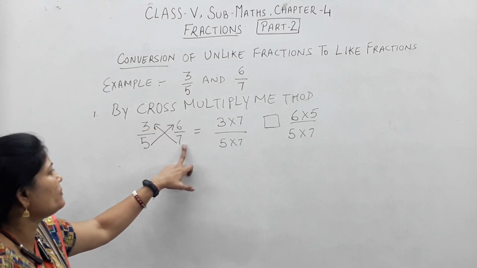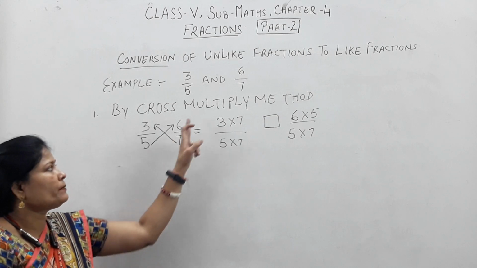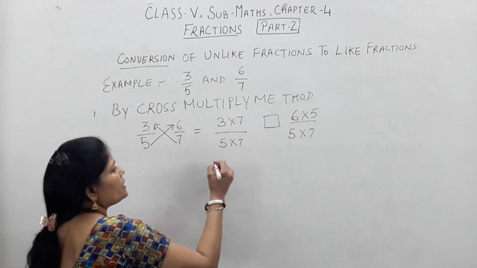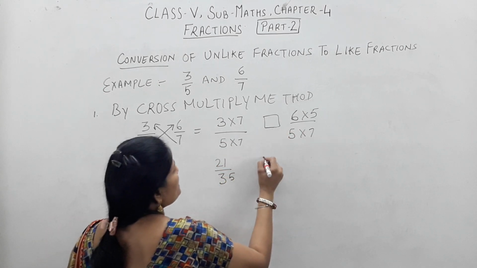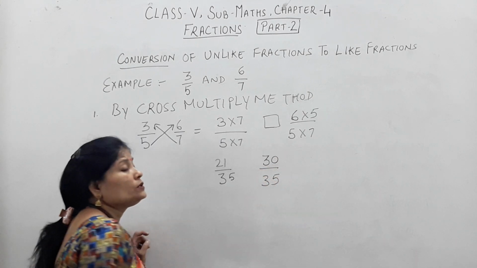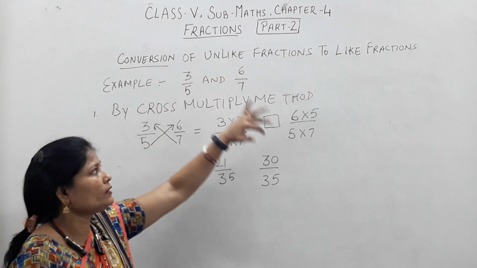Second one denominator multiplied to the first one numerator, and the first one denominator multiplied to the second one numerator. So I will get 3 times 7, that is 21 upon 35. After that I will get 6 times 5, that is 30 upon 35. See children, a very important thing is that I have to convert unlike to like fractions.